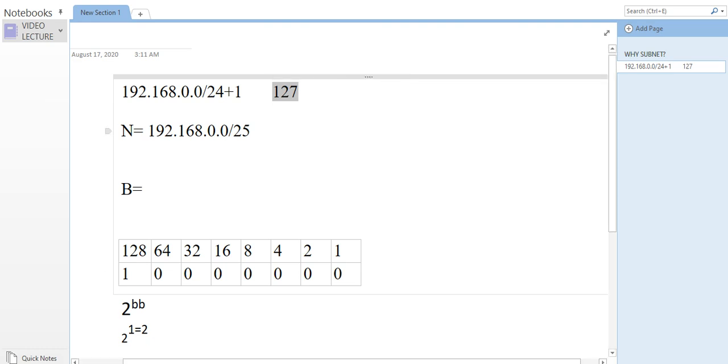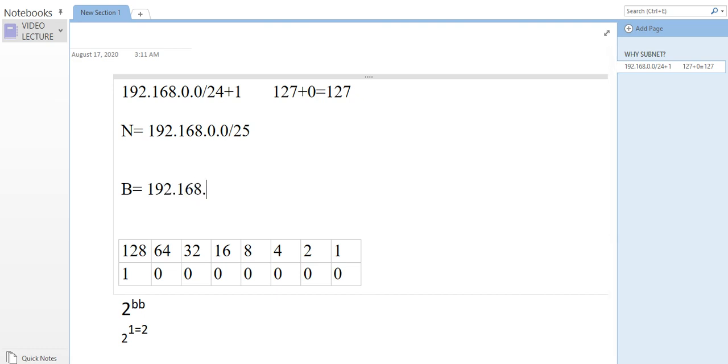This is the last octet that we are talking about here. The sum of the remaining bits, 127, should be added to this 0 in that same octet to give you the broadcast. So it's 127 plus 0, which is obviously 127. So our broadcast address would be 192.168.0.127. That is your broadcast address.